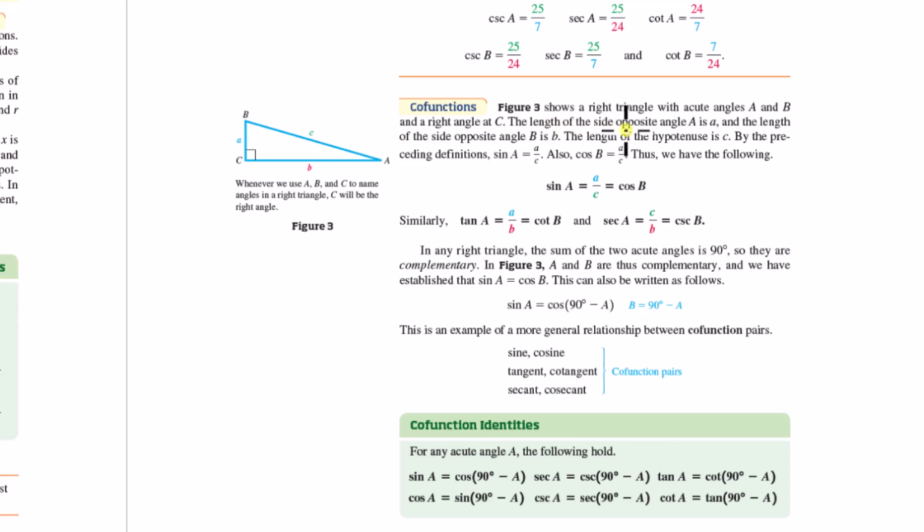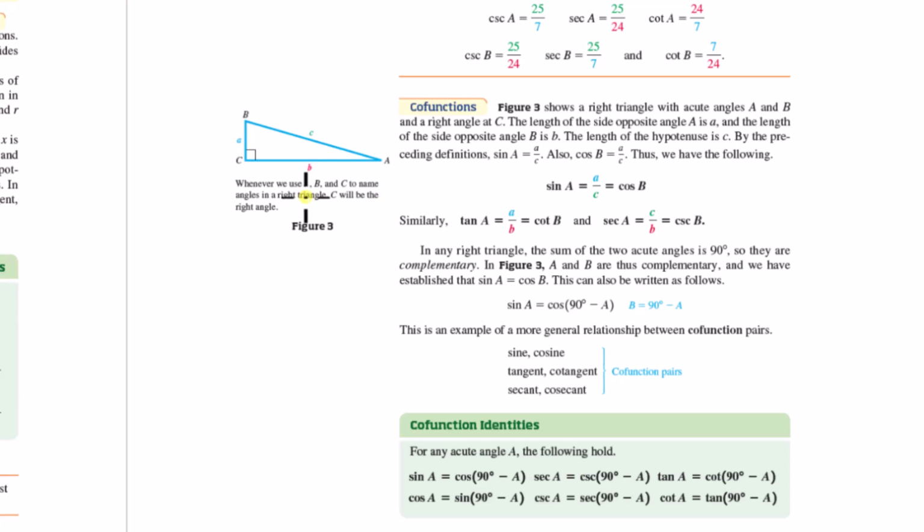Okay, the length of the side opposite angle A is lowercase a, and the length of the side opposite angle B is lowercase b. The length of the hypotenuse is C. By the preceding definitions, sine of angle A is A over C, sine of angle B is lowercase b over C. Thus, we have the following.